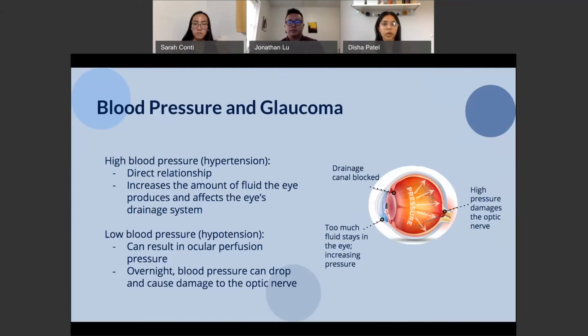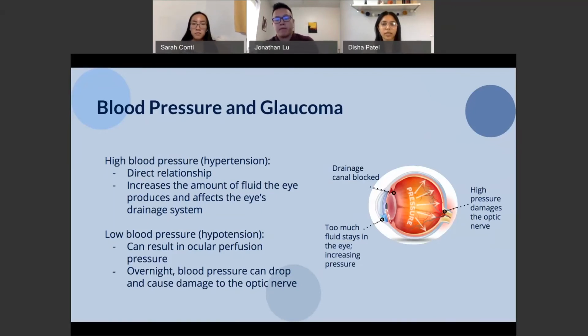However, moderate to very low blood pressure is also a problem because it is important for the optic nerve to receive enough blood flow. Hypertensive individuals are more likely to have an elevated eye pressure due to the direct relationship causing increased blood pressure to result in increased eye pressure. It would also increase the amount of fluid the eye produces and affects the eye's drainage system.